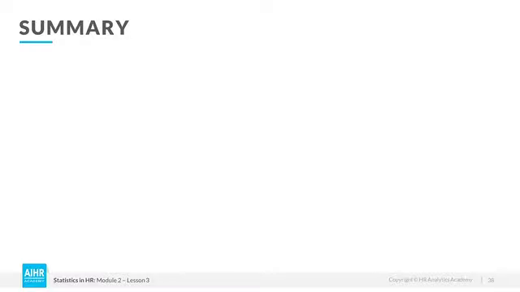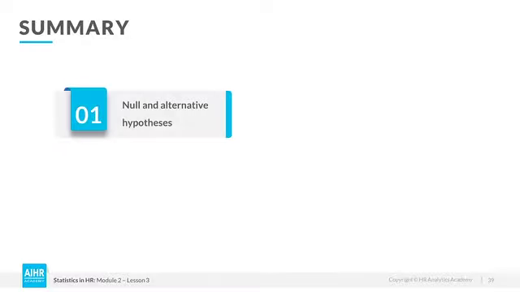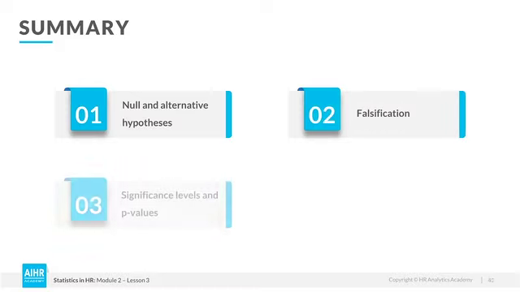That's it for this lesson. To sum up, in this lesson we spoke about the null and alternative hypothesis, falsification and its place in statistics, and we spoke about significance levels and p-values.